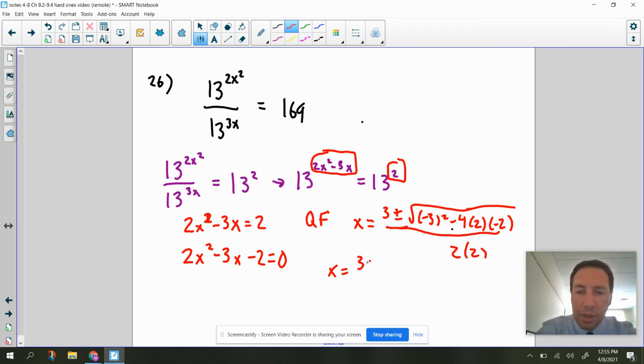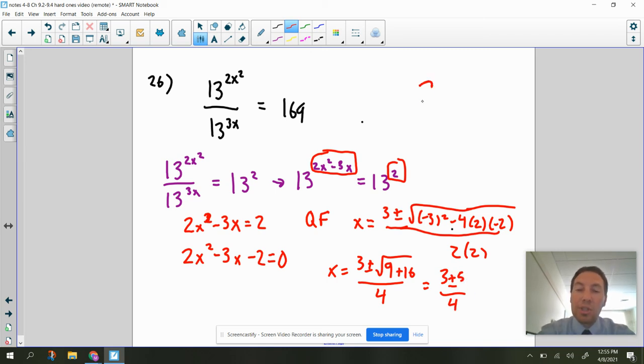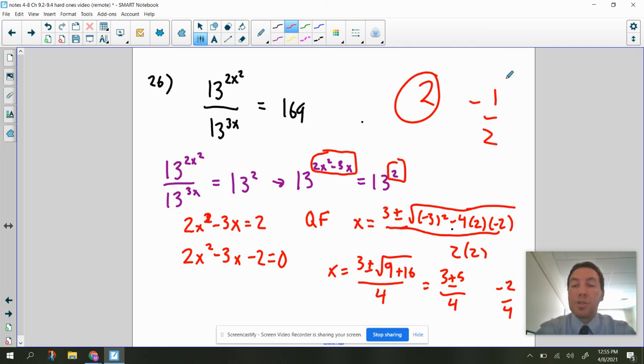We're going to have 3 plus or minus square root of 9 plus 16 all over 4. So that's going to be 3 plus or minus 5 over 4. So we got our two answers here. 3 plus 5 is 8. 8 divided by 4 is 2. 3 minus 5 is negative 2 divided by 4. Negative 2 over 4 is negative 1/2. And those are our two answers.